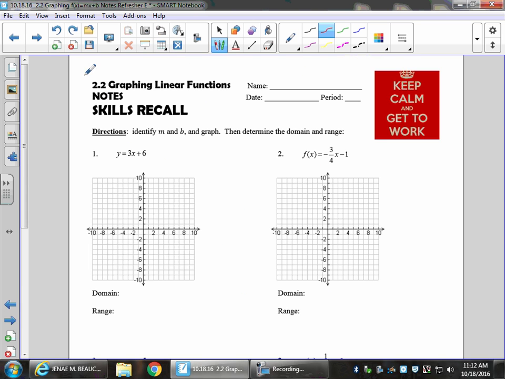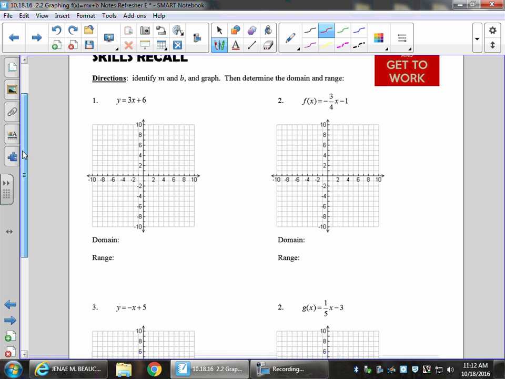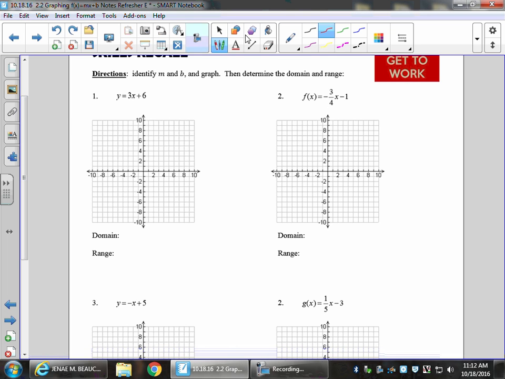Let's look at number 1. The directions say identify M and B in graph, determine domain and range. So let's start off with M and B. What's M? 3. But you really have to remember that slope is always a fraction. It is 3 divided by 1. So what is this as a set of directions? Up 3, right 1. It takes half of a second to put those arrows. Please do that. It will really help you out. So a slope of 3 means up 3, right 1. And then what's B?